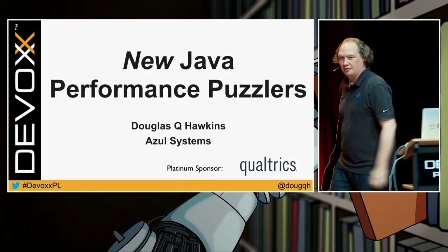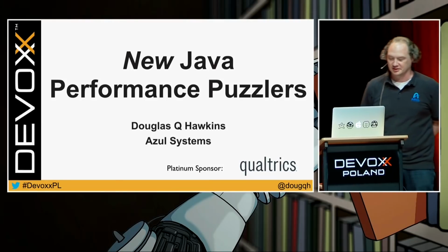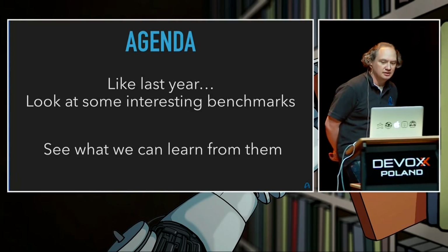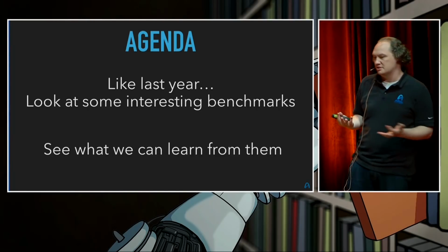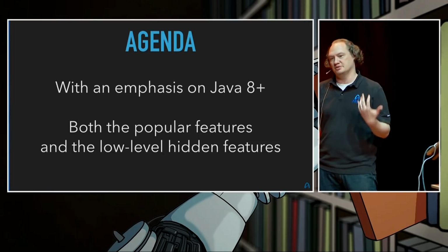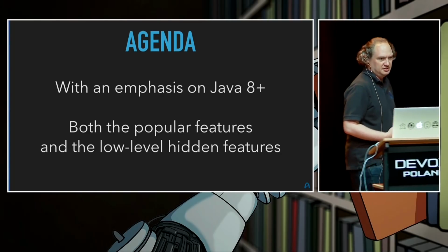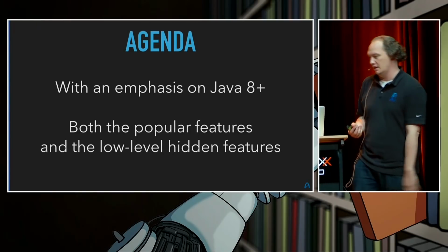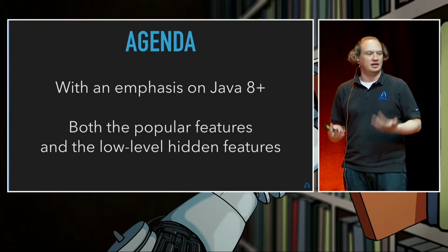This is New Java Performance Puzzlers. If you were here last year, I did a talk with a very similar title, Java Performance Puzzlers. We're going to do more or less the same thing, but we're going to update a bit. Like last year, I'm going to do some interesting benchmarks, and we're going to see what we can learn from them. But I'm going to focus on stuff that was added in Java 8, Java 9, and actually a little bit of Java 7. Some of these things are pretty low level, and some of them are very popular, like streams and lambdas. We're just going to see what their performance impact is, but more importantly, see what we can learn about thinking about performance.